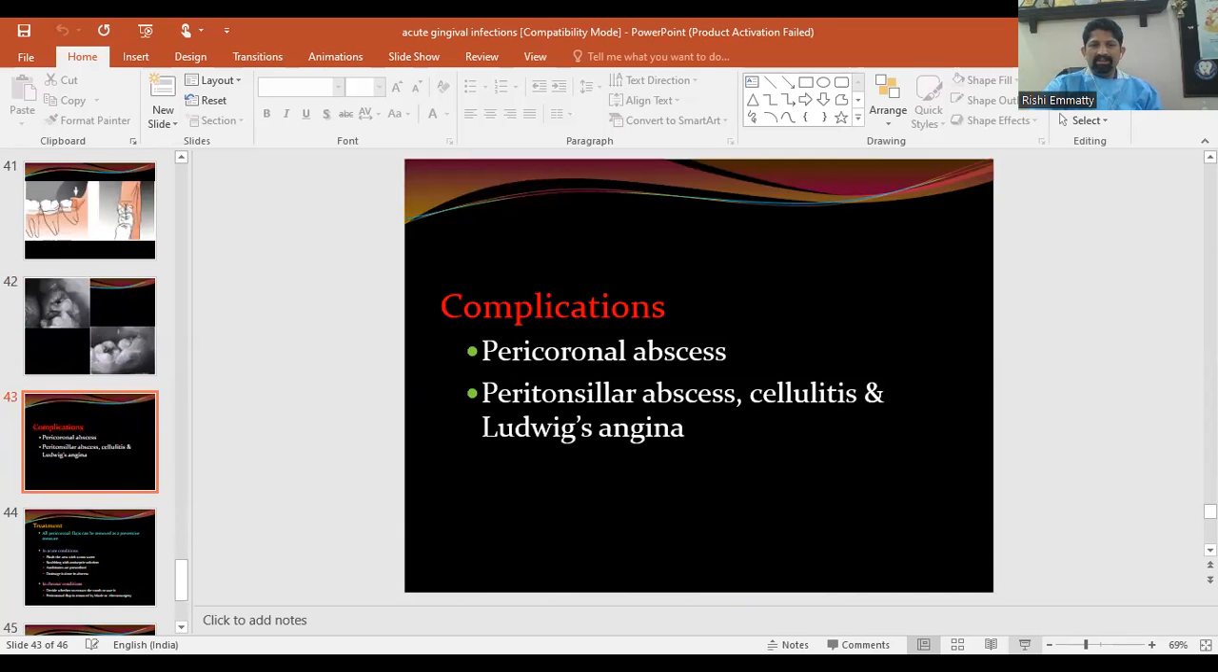And the complication is that if untreated, it causes pericoronal abscess, peritonsillar abscess, cellulitis, and Ludwig's angina. This complication increases. Pericoronal abscess, okay, fine, can be treated. Peritonsillar abscess is difficult to diagnose and treat. And cellulitis, you know, is the inflammation of the cellular area. Ludwig's angina, you know that the inflammation crosses the midline. The patient may have severe swelling here, and the tongue will be lifted in the mouth. It's a serious condition.